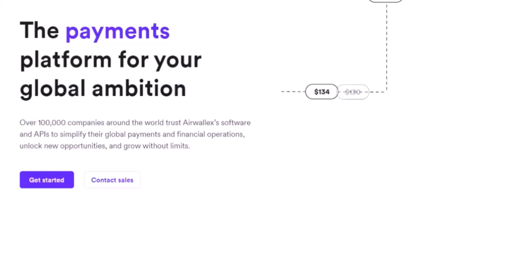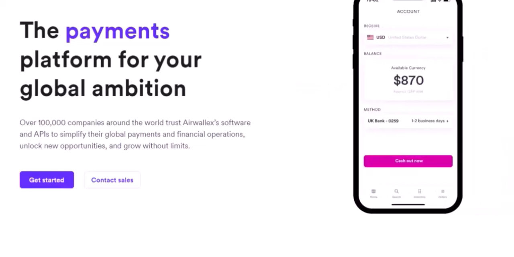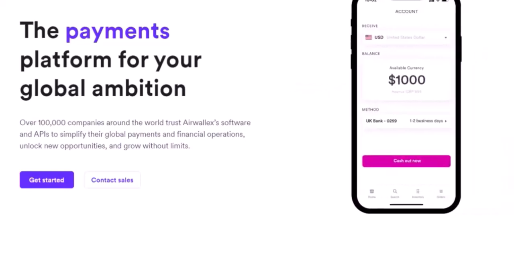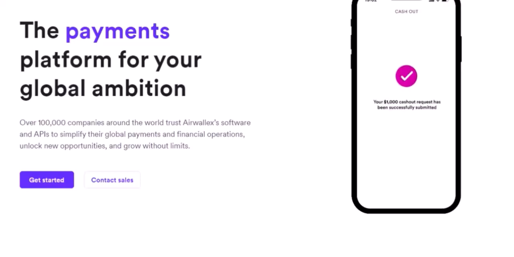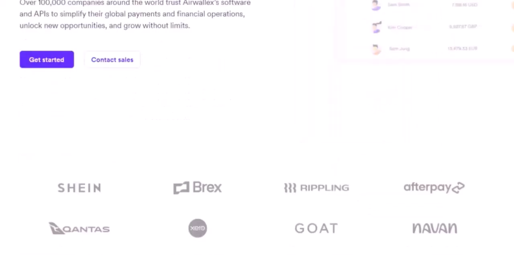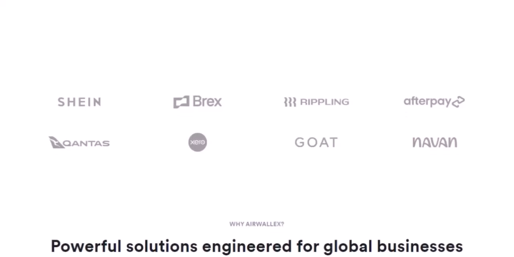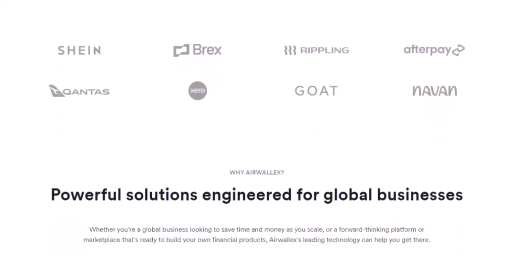International bank transfers. If you need to withdraw funds to an international bank account, Airwallex also supports this. You'll need to provide the necessary bank details, including the IBAN or SWIFT code, to ensure the funds reach the correct destination. Keep in mind that international transfers may take longer to process and may incur higher fees compared to local transfers.